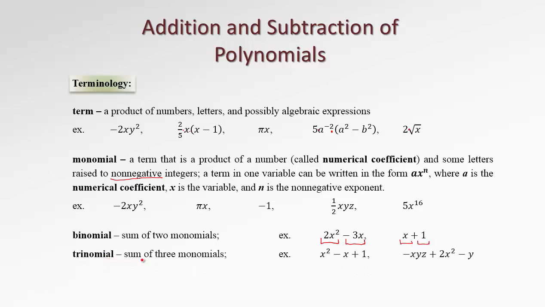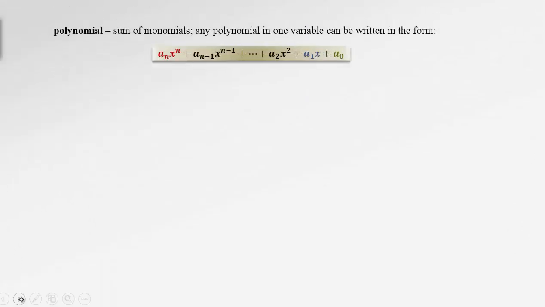What's a trinomial? I'm sure by now you see the pattern. We are adding three monomials. So for example, x squared, first term, negative x, second term, plus 1, third term. Or this polynomial, negative xyz, first term, plus 2x squared, second term, and negative y, third term. So it's time to define a polynomial. A polynomial, as you may expect, is a sum of monomials.